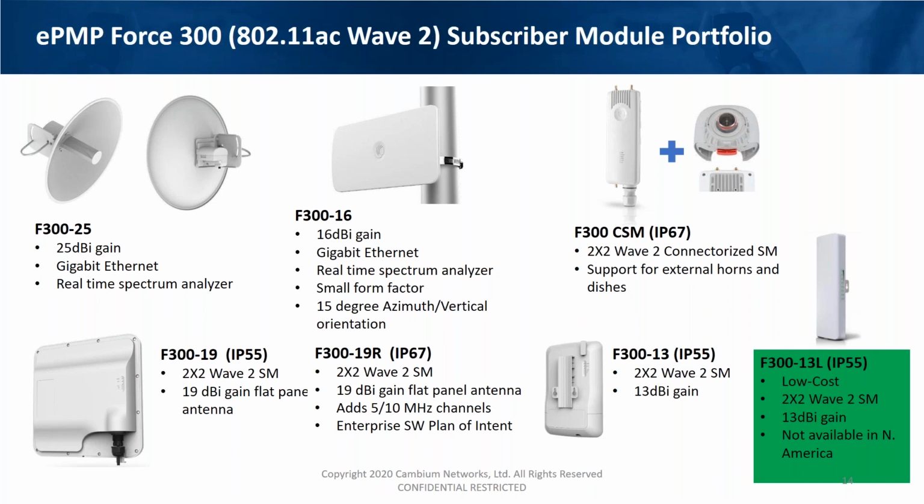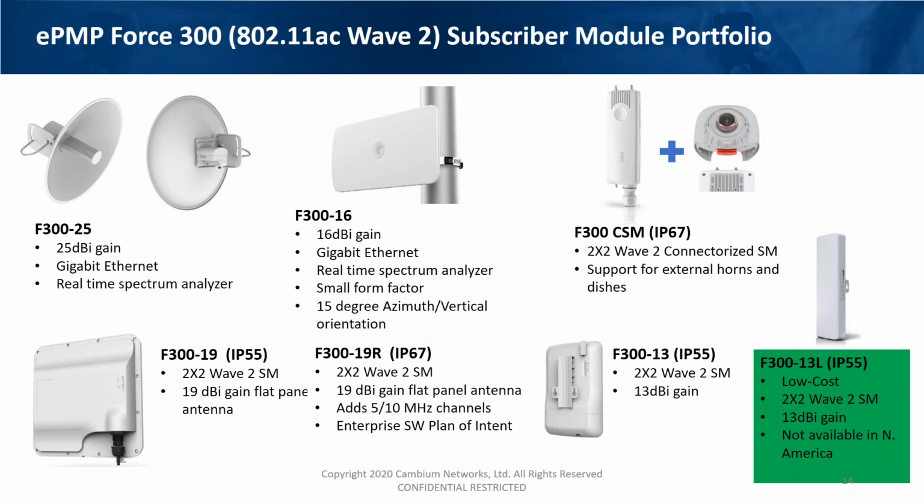Middle of last year, we introduced 3 new products, the Force 319, the Force 319R, and the 313. Those are all 3 integrated panel antennas. The one I like to point out is the 319R, which is IP67 rated. It has that weatherproof RJ45 gland. It has a seal, a weather-tight seal around the edge of the enclosure.